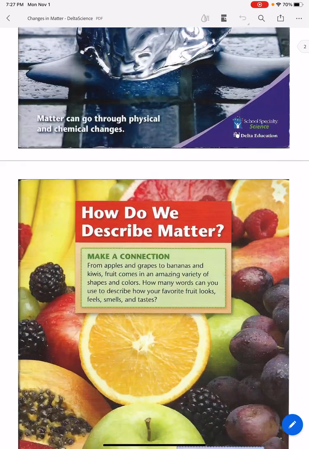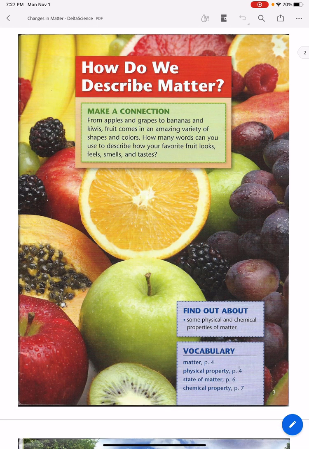Changes in matter. How do we describe matter? Make a connection. From apples and grapes to bananas and kiwis, fruit comes in an amazing variety of shapes and colors. How many words can you use to describe how your favorite fruit looks, feels, smells, and tastes? Find out about some physical and chemical properties of matter.